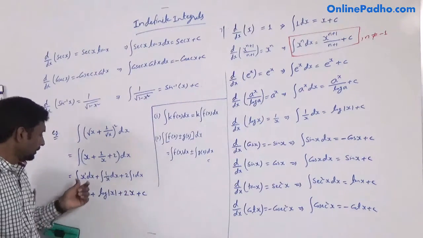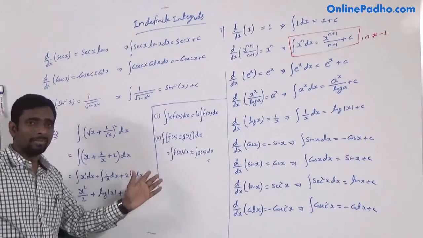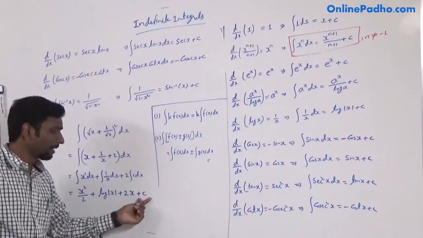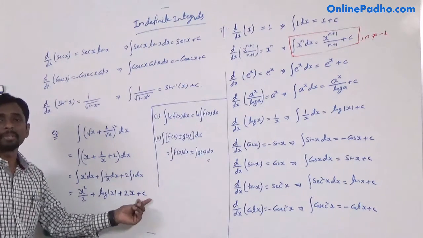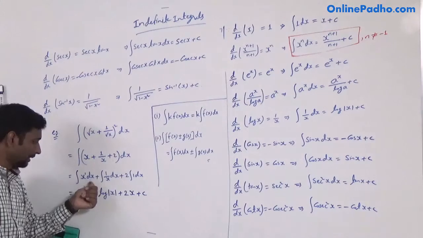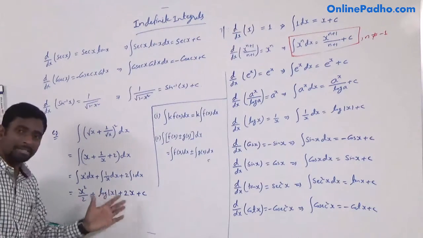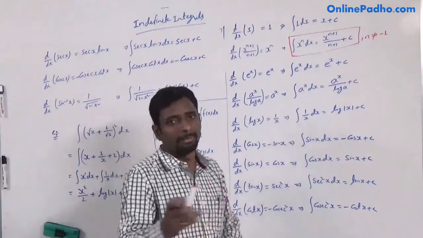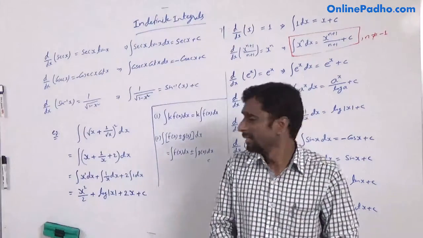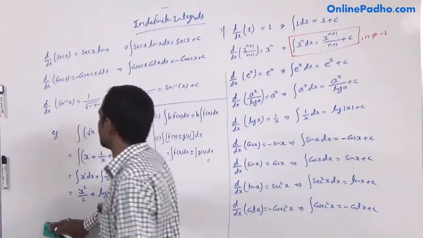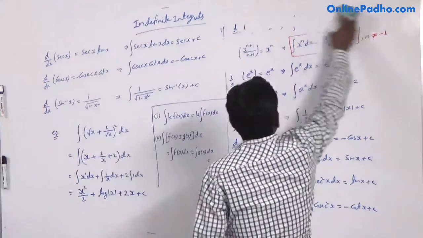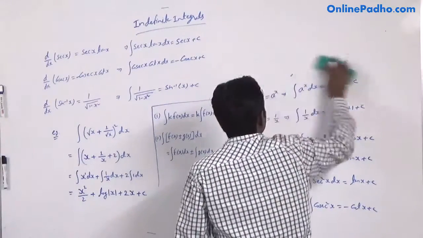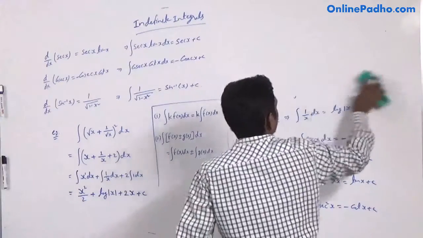No need to write c in each term. You can add all 3 arbitrary constants, all 3 integration constants. We can write it as c1 plus c2 plus c3, and c1 plus c2 plus c3 can be written as c. So no need to write arbitrary constant separately in each term, right? So this is a very basic question of integration. Now similarly we can solve some more questions related to trigonometric function, logarithmic function, inverse trigonometric function, and so on.